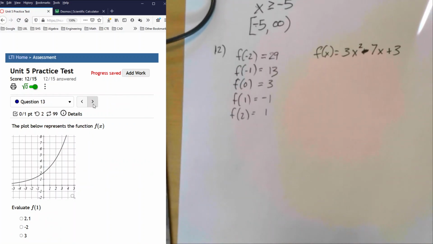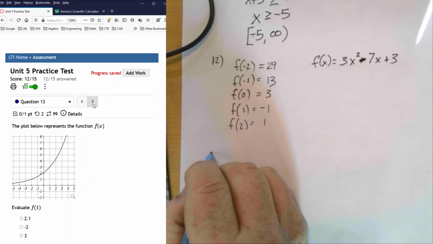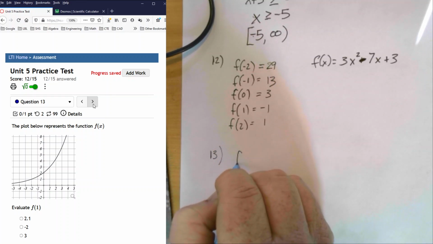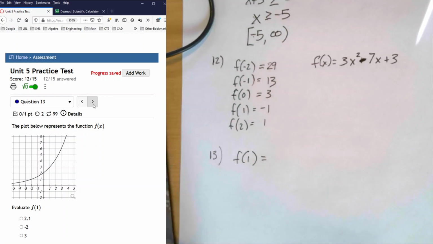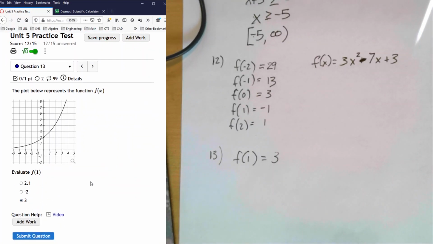So question 13, they give us this graph here, and they want us to look up, they don't actually tell us what the function is, but they want to know what f of 1 is. And so f of 1 means when x is equal to 1, what is the y value? So for this, I'm just going to look that up on my graph here. I'll make that graph a little bit bigger. I'll come over here to where x is 1, come up here, see where it hits the graph, and I can see that the y value there is 3. And so I can just fill that in. f of 1 is equal to 3.